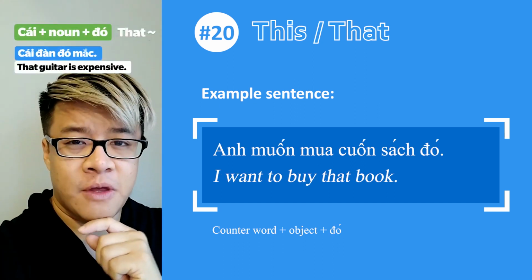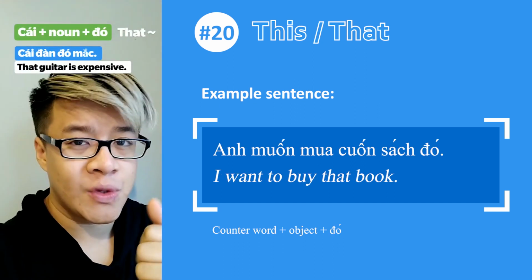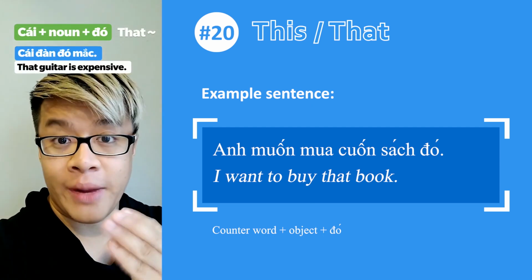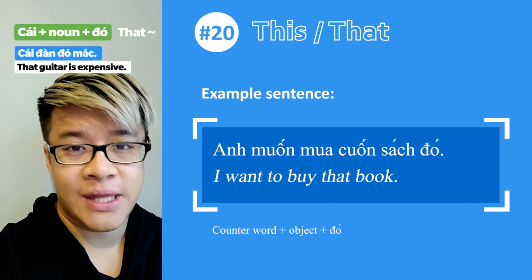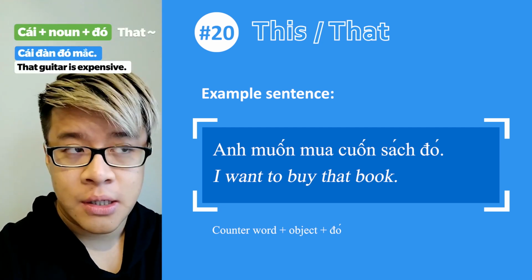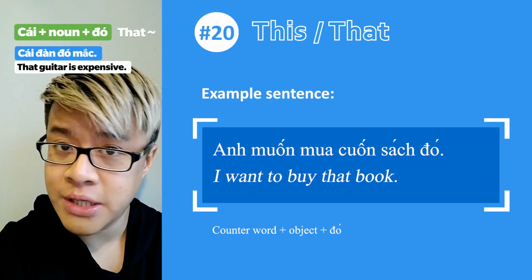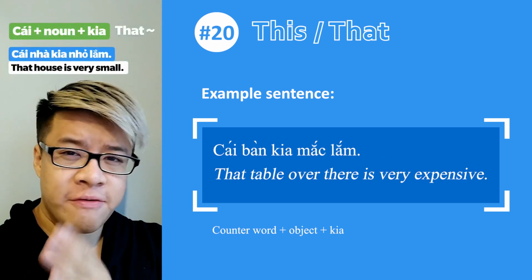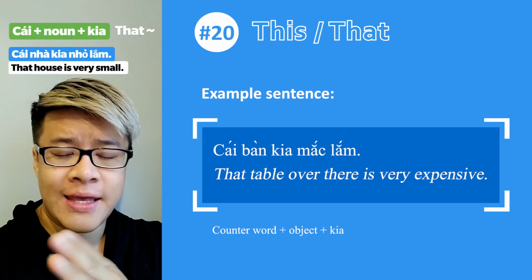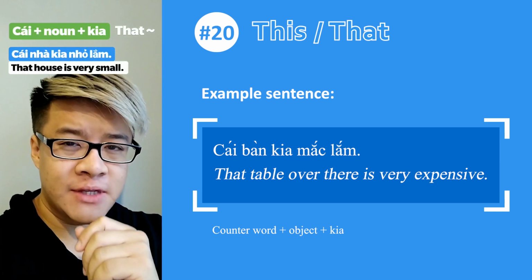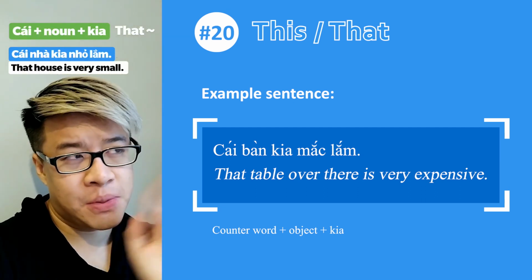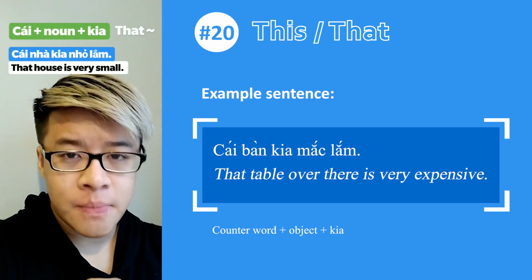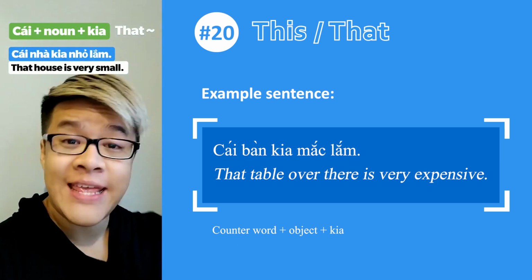If you're talking about something that is further away from you, so close to the listener, you have to use the form cái đó, đó means that or over there. For example, cái đàn đó, that guitar, cái đàn đó mắc, that guitar is expensive. Lastly, we have cái kia. Cái kia also means that, but this time it's further away from you and your listener. So, for example, cái nhà kia nhỏ lắm. That house is very small. Cái nhà kia nhỏ lắm.